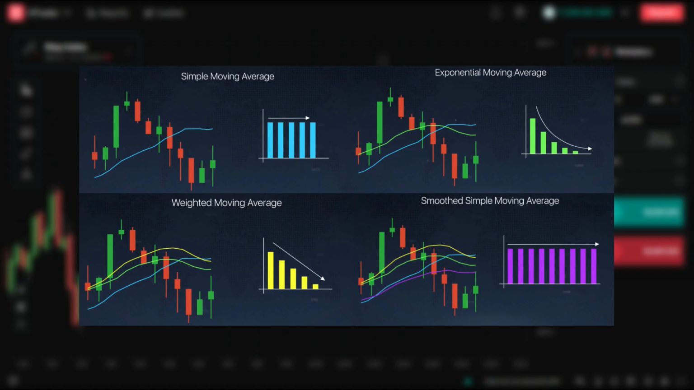Okay, so let me now talk about the types of moving averages. So the first one is the simple moving average. The simple moving average, also known as SMA, is an average arithmetical value for a given period.